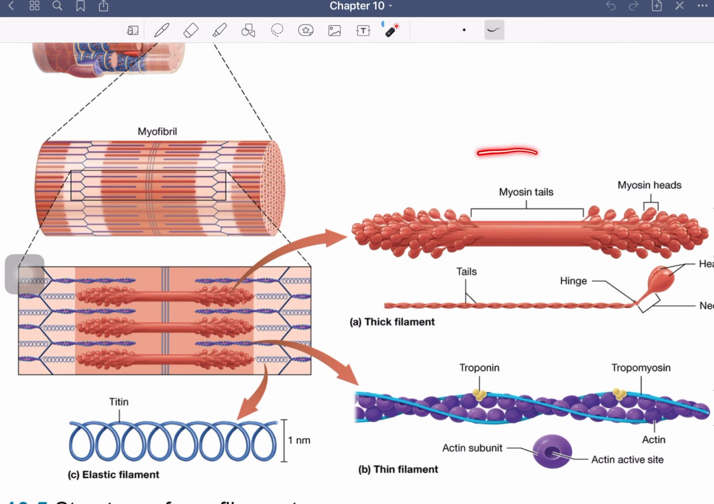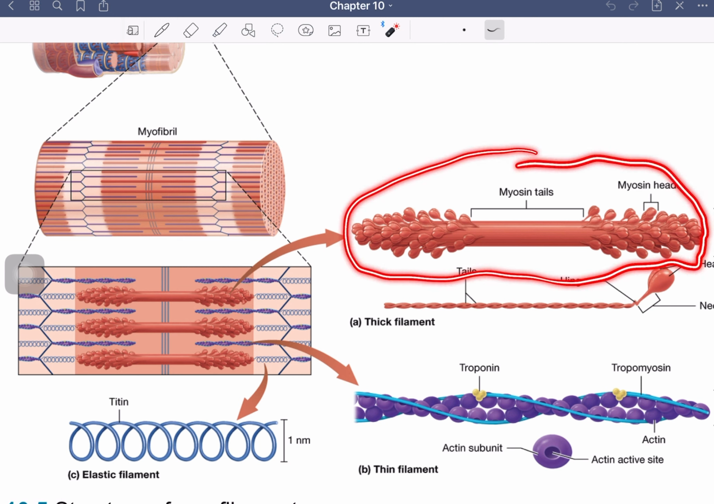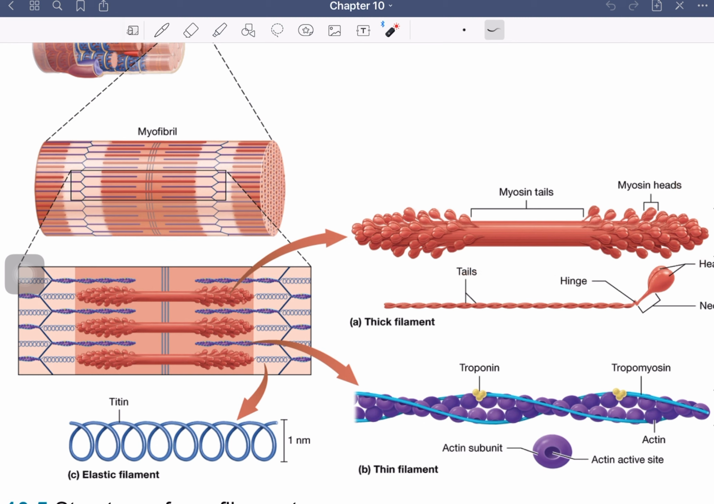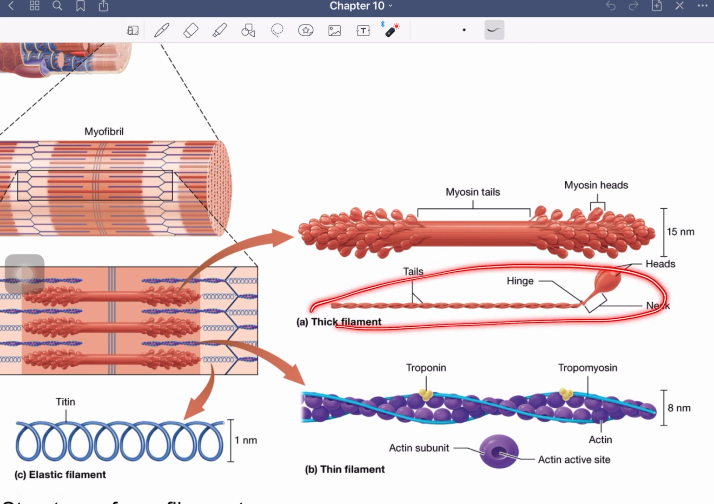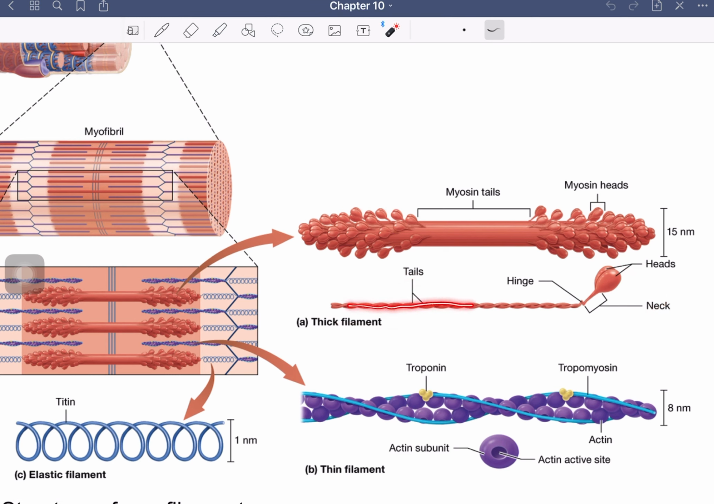So if I pull the thick filaments out and have a closer look, you can see that they seem to have a bare area here and an area with all these heads that stick out. Now, this structure is made up of a whole lot of these, and these are the myosin. The typical myosin has these intertwined tails, and then there's a hinge. So the myosin can actually move the position of its head. And here are the heads.